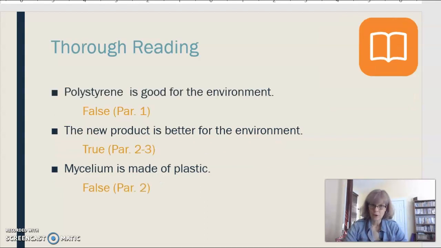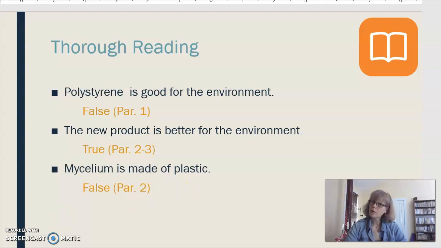You can see that we found out the first one is false, and that was based on what we read in paragraph 1. It's not good for the environment. It's actually a problem. We found out in paragraph 2 that the new product is a lot better. It does a lot better in the garden, in the land, in the environment. And then the last one, mycelium is made of plastic. They call it the new plastic, but false. It's not made of plastic. And I see that in paragraph 2. We talked about it's being made from the roots of mushrooms.